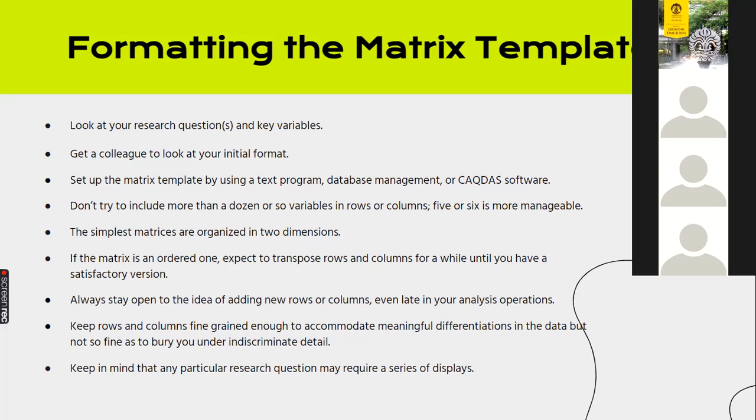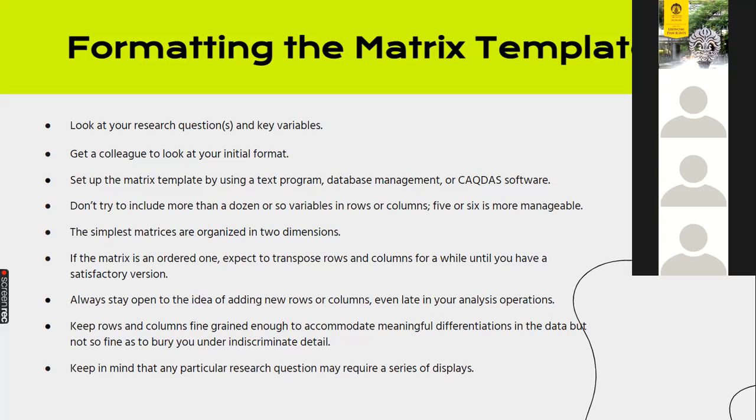Given these choices, these are some of the easiest steps we can take to build an outline or format for a matrix display. So first, we have to look at our research question and key variables and think of the data that are or will be available. For this, we can sketch the matrix outline roughly, using paper and pencil manually. And then we should get a colleague to look at our initial format to help us detect the assumptions that we are making and to suggest alternative ways to display the data.